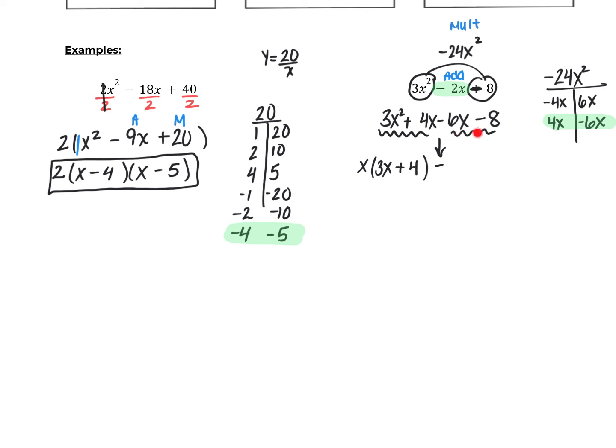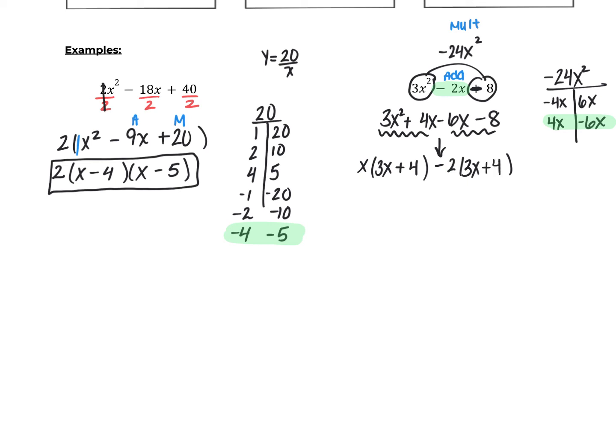And the GCF between 6x and 8 is nothing other than 2. And you're going to do your division now. So negative 6x divided by a negative 2, be careful there. Negative divided by a negative is a positive, 3x. Now we have a negative 8 divided by a negative 2. So a negative divided by a negative is a positive 4.